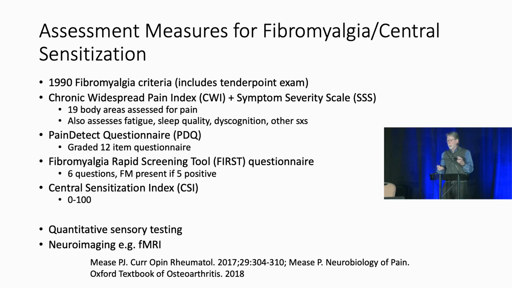Now, there are a number of ways of assessing for fibromyalgia, including the old 1990 criteria, but more current questionnaires that are given to patients, including the Chronic Widespread Pain Index, the Pain Detect questionnaire, the Fibromyalgia Rapid Screening Tool, and something called the Central Sensitization Index. There are also quantitative measures that are done in research studies, including fMRI scans.